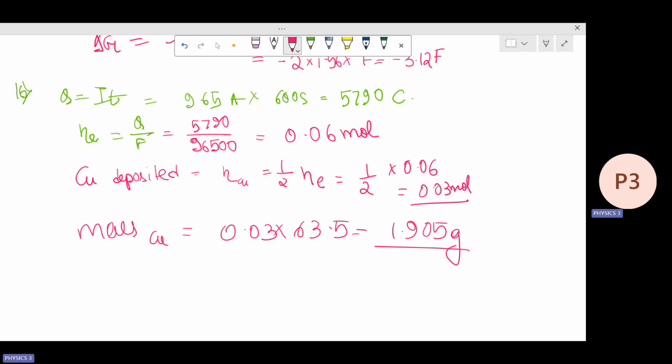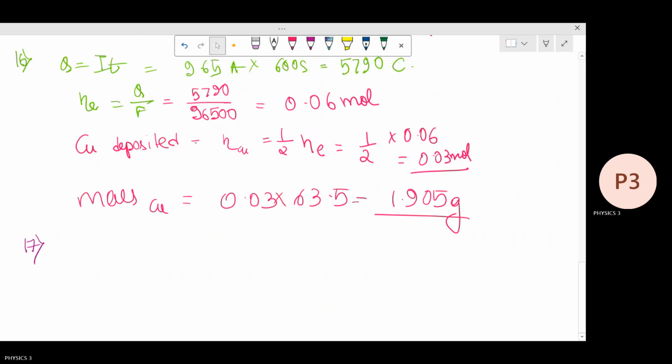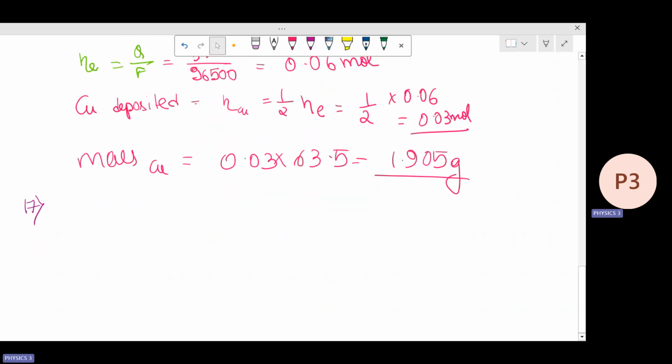Now, guys, if we go for the next question, we focus on question number 17. Sorry, not question number 17, we are going to focus on question number 16 first. 16 is done, right? Question number 17 is the next. 16 we did. How much did we get? 1.9 gram is my amount.